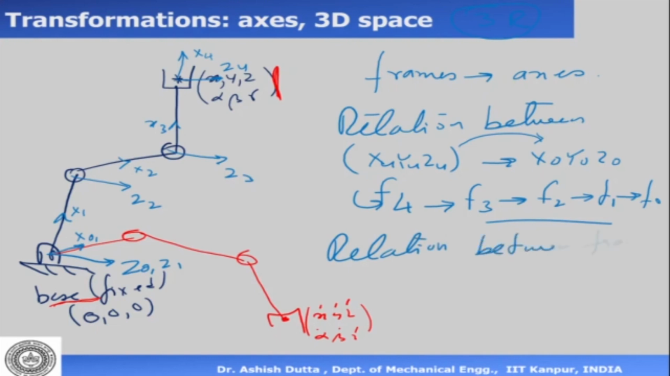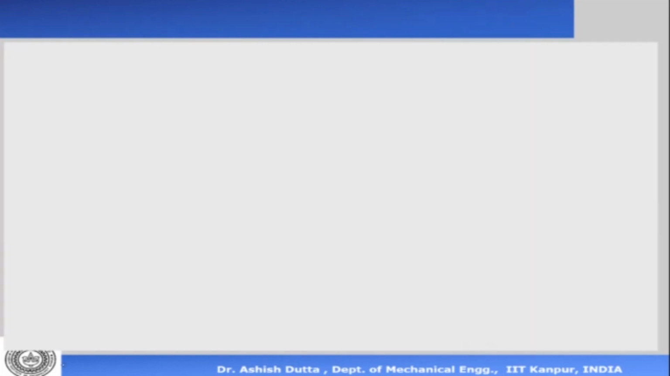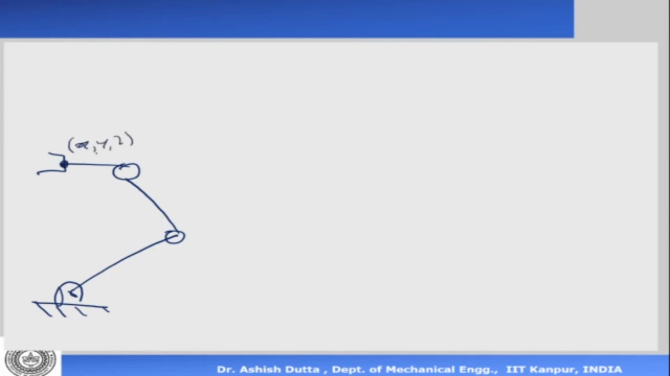Now let us go to the next page and look at the robot I just drew. I need to find the coordinate of that point x, y, z. So the first thing that we need to do is assign frames, and then I can find the relation between the frames.